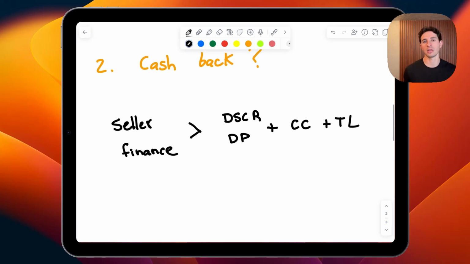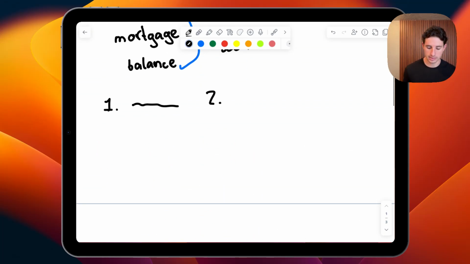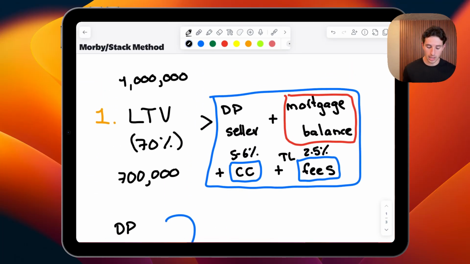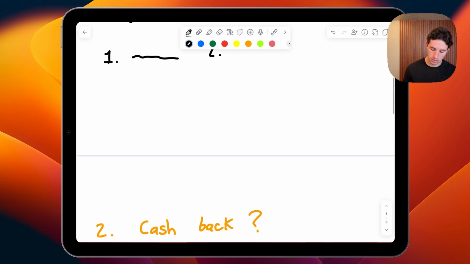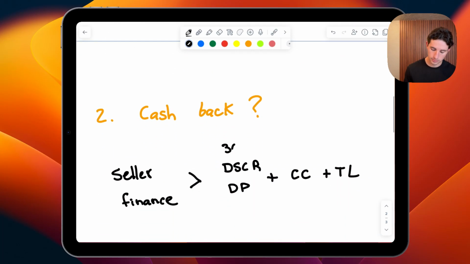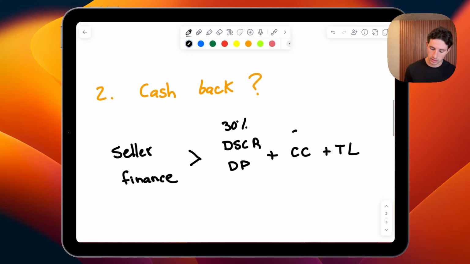So let's say for example the $1 million purchase price example, the DSCR down payment in this situation would be 30% because it's the remaining money down payment. So that means 30% right here. And then closing costs I like to do 5% and 2.5% from the DSCR down payment closing costs for right now to make it quick.